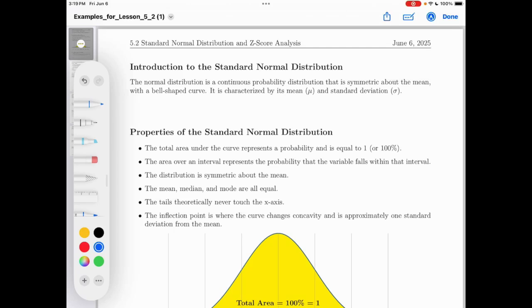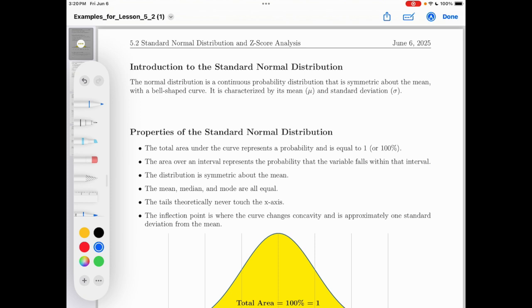Welcome to our lesson on the standard normal distribution and z-score analysis. So in this lesson, we're going to focus on what's called a standard normal distribution. And this is very much related and very similar to the normal distribution.